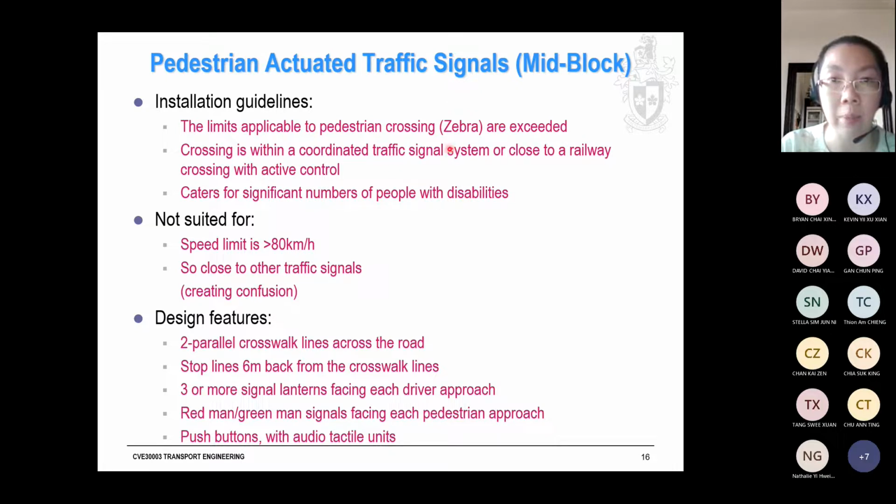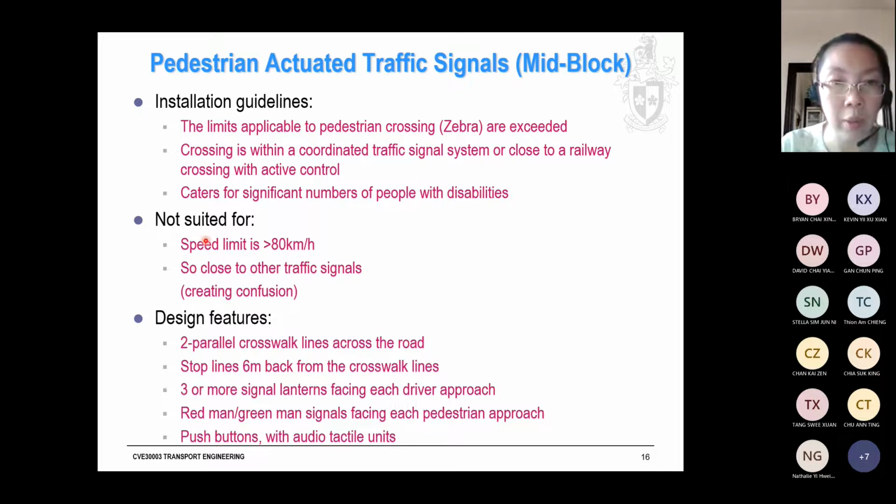Even if, let's say, zebra crossing requirements are fulfilled, but because the area has a significant number of people with disabilities, then we may actually install these pedestrian traffic signals.